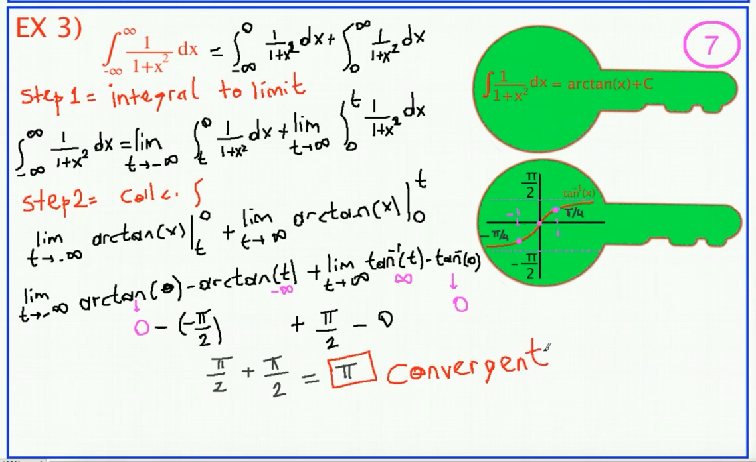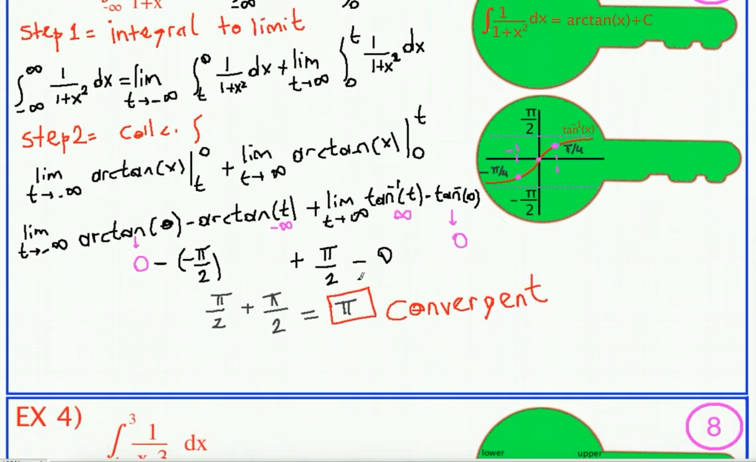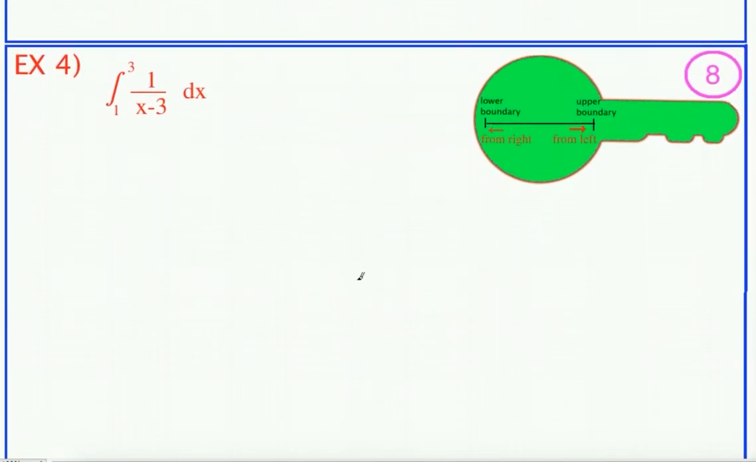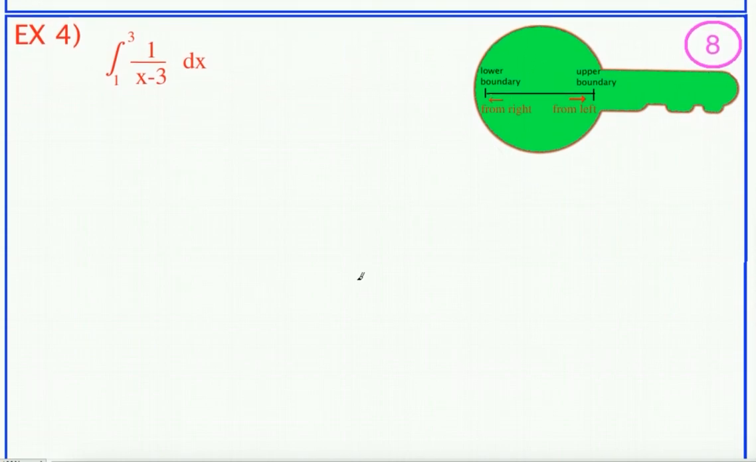Okay, let's go to next question, question number 4. In question number 4, what makes our integral improper? Let's observe. We don't have infinity as our boundaries. So let's check if we have vertical asymptote. What makes this function undefined?